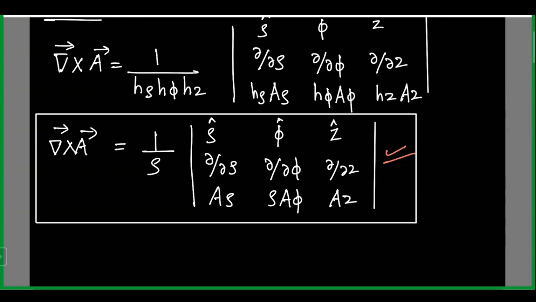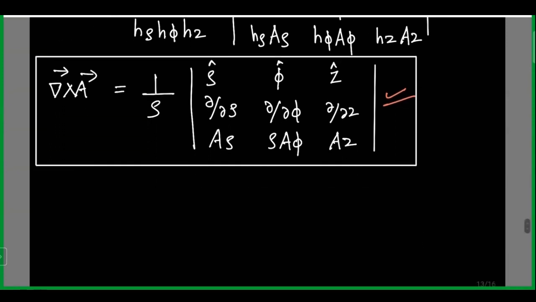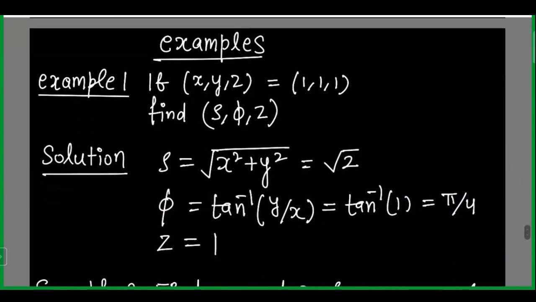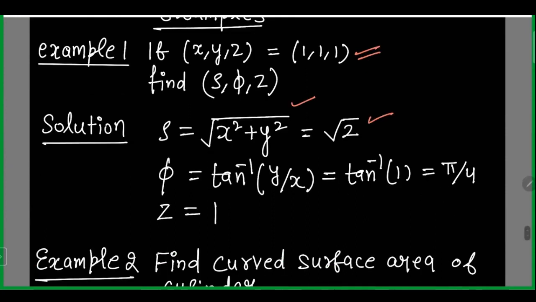Okay, so this is what I wanted to tell you about gradient, curl, and divergence. Now let's solve some examples. Example number one which I want to cover: if I give you x, y, z as 1, 1, 1, and I ask you to find rho, phi, z, what will that be? So rho will be the square root of x squared plus y squared, which will be root 2. Very nice. Phi will be tan inverse of y by x, which is tan inverse 1, which is pi by 4. Very nice. And z is 1, given to you.